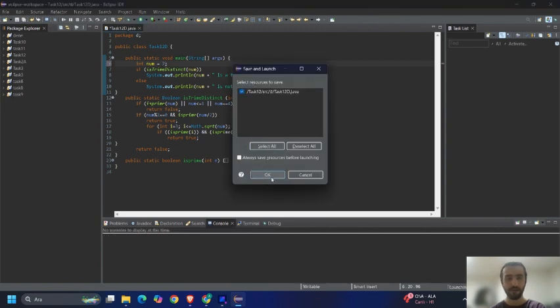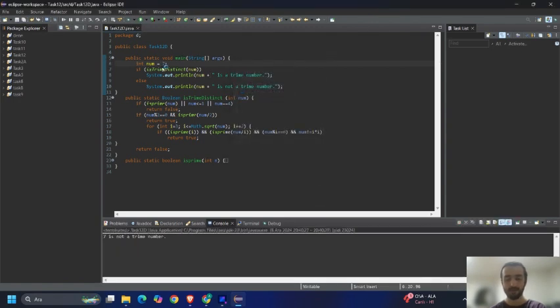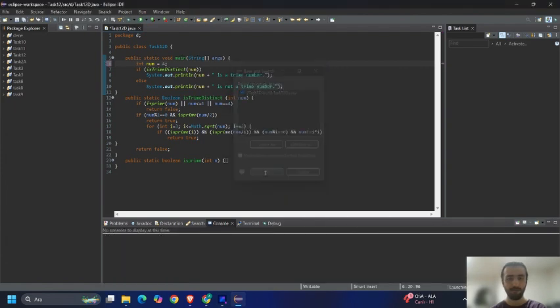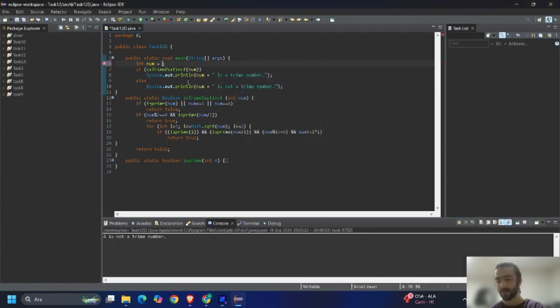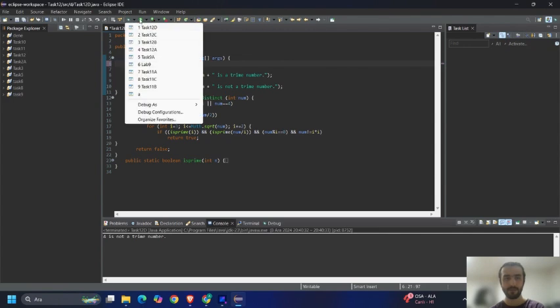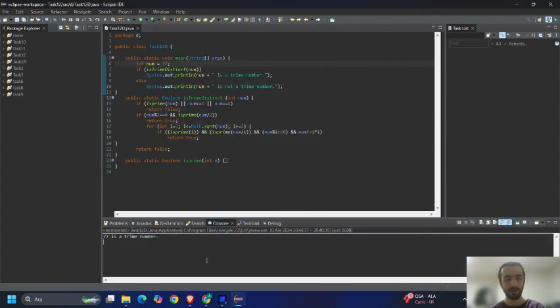7, it's a prime, so not going to happen. 4, not a trime. 77 should be a trime number. Yeah, it's a trime number.